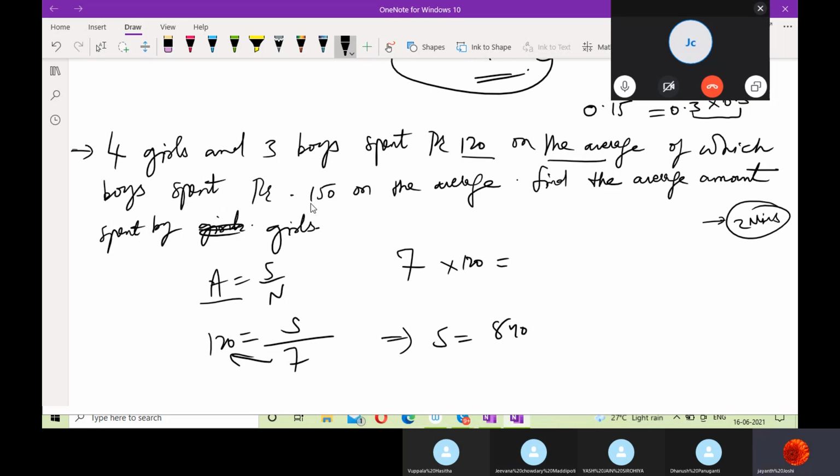Of which boys spend 150 on average. So there are how many boys? 3. So 3 into 150 is 450. Correct? How many boys? Just a second. There are how many boys? Yeah, so how many boys are there? 3 boys are there, correct? So boys are spending how much? 450, correct or wrong?